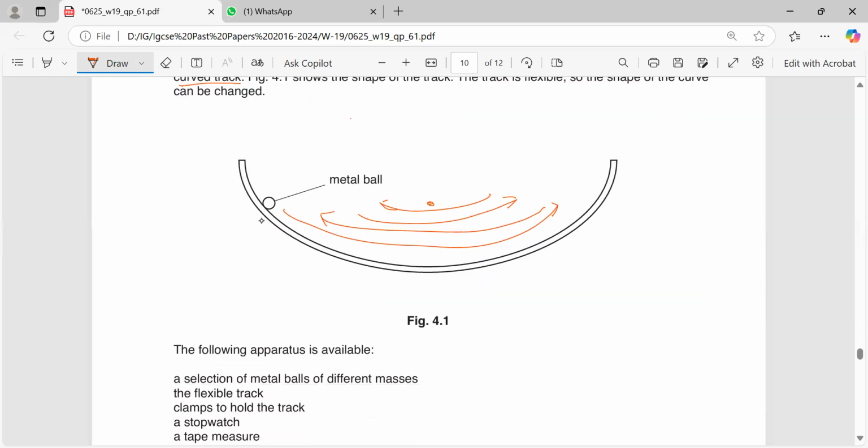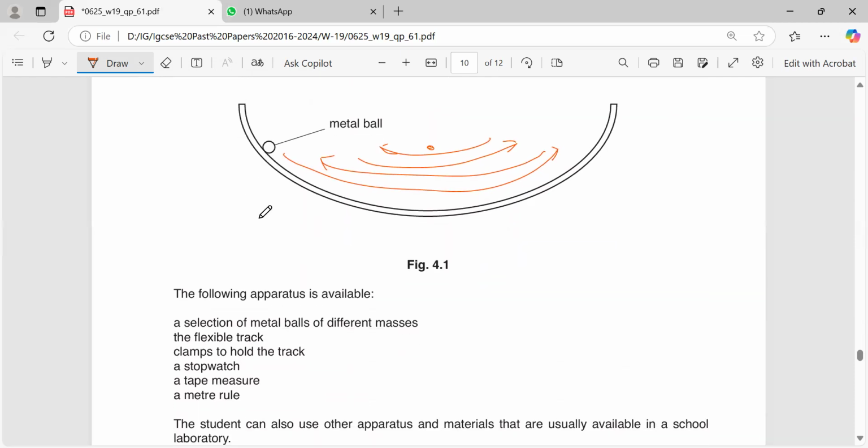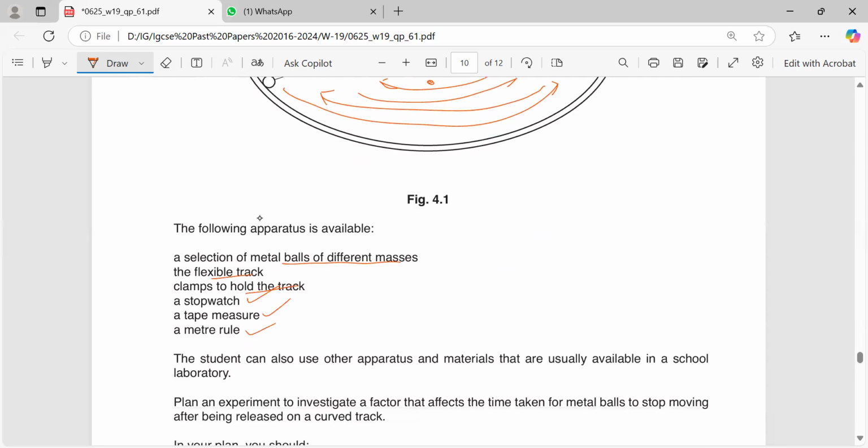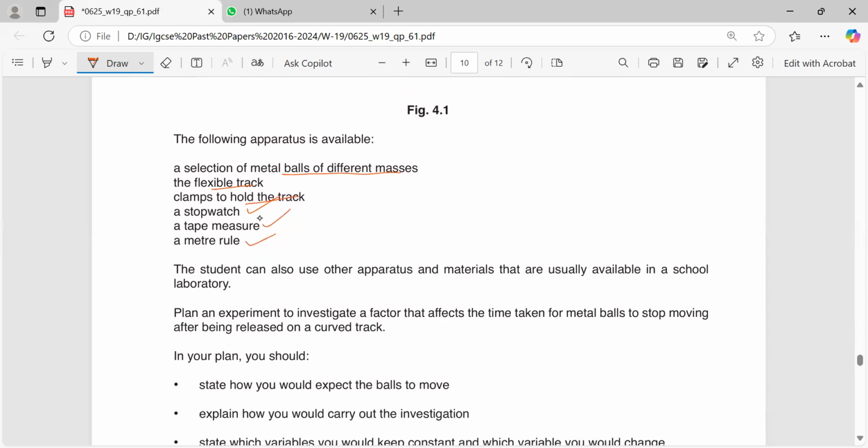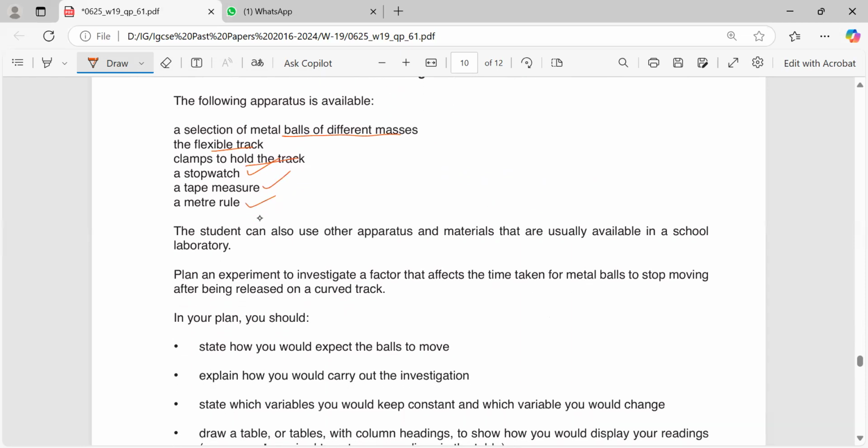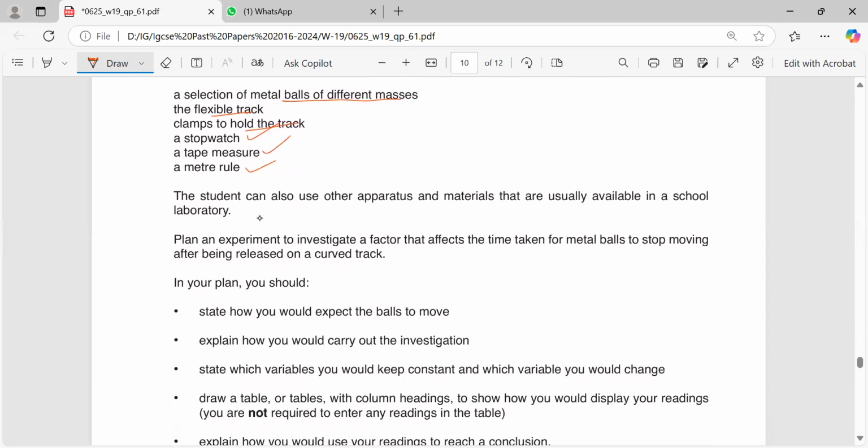The following apparatus is available: a selection of metal balls of different masses, a flexible track, a clamp to hold the track, a stopwatch to measure the time, a tape measure, a meter rule. The student can use other apparatus and material which are usually available in the school laboratory. So plan an experiment to investigate a factor that affects the time taken.